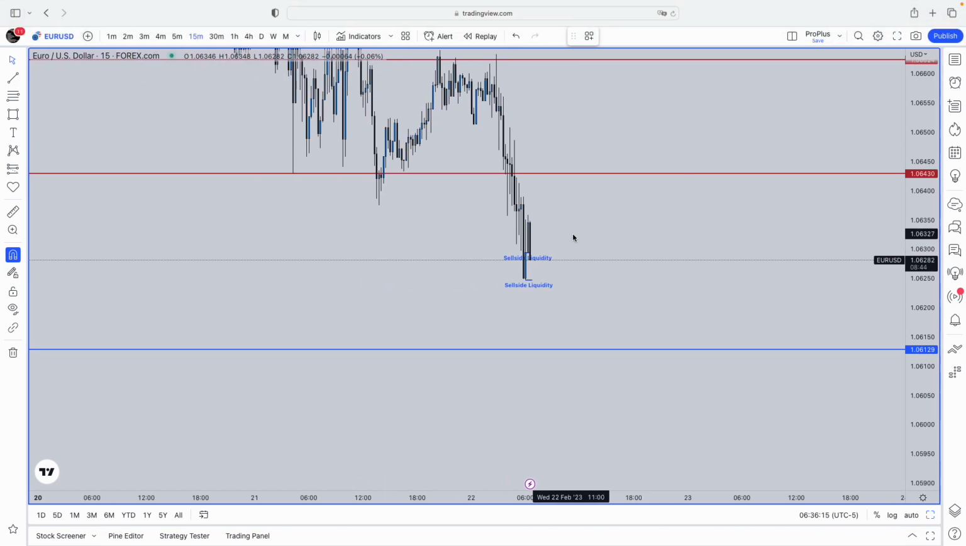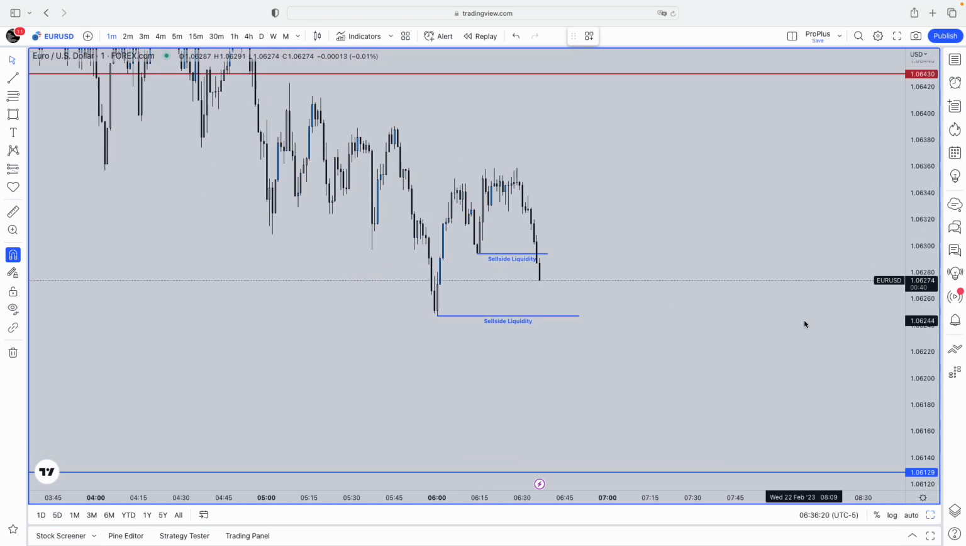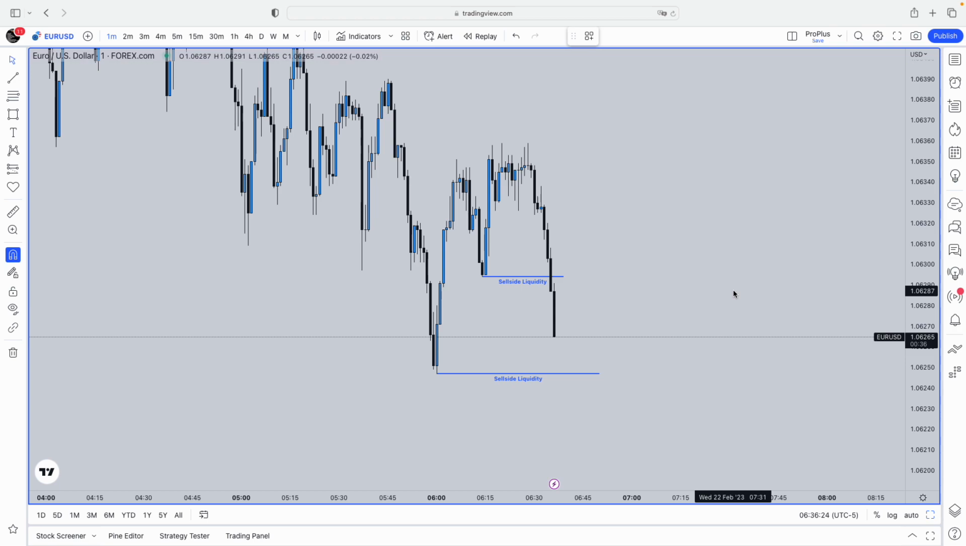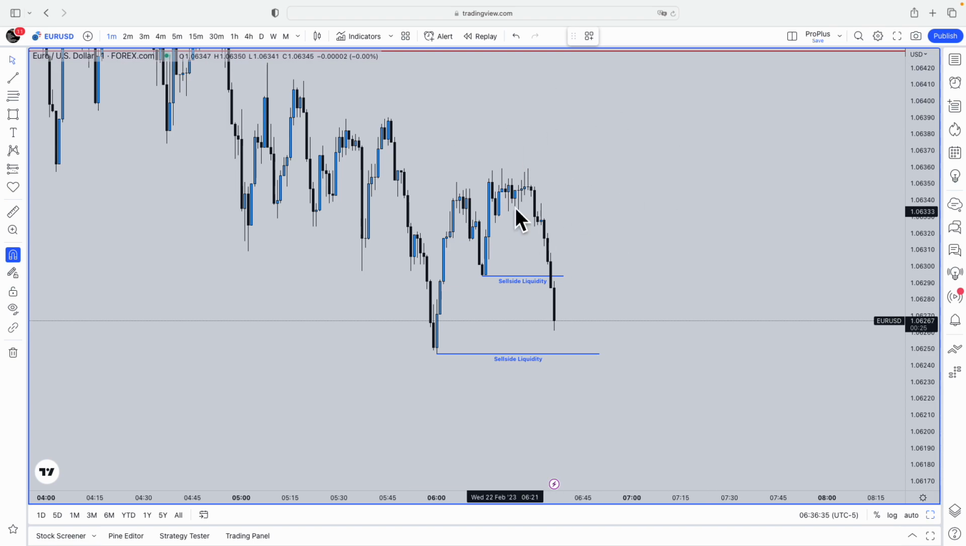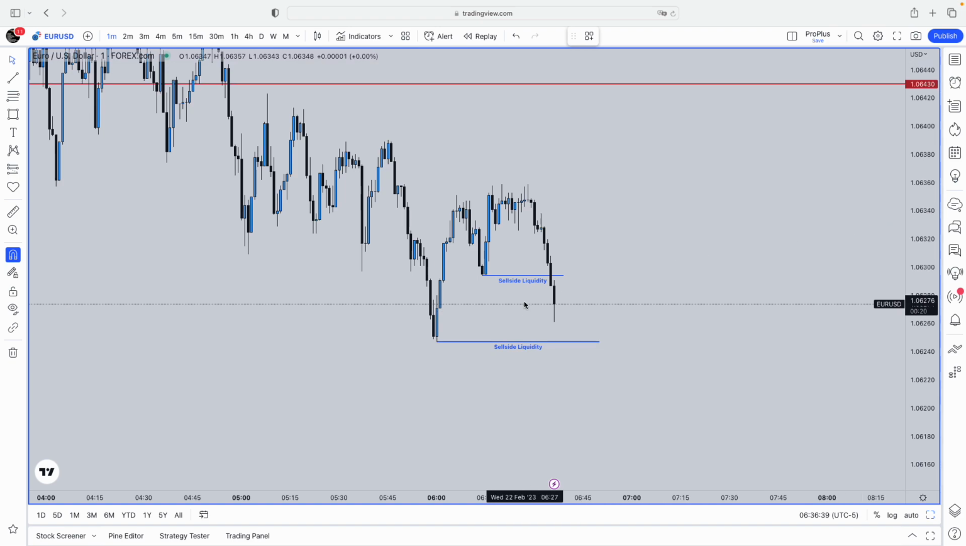But it's only 11:36, so it's not the New York Kill Zone. But yeah, looks like it's delivering. We've got a lot of force down. That was the entry here on that consequent encroachment. So that's algorithmic, sort of, but I guess obviously it's not at the New York Kill Zone, 12 till 3.